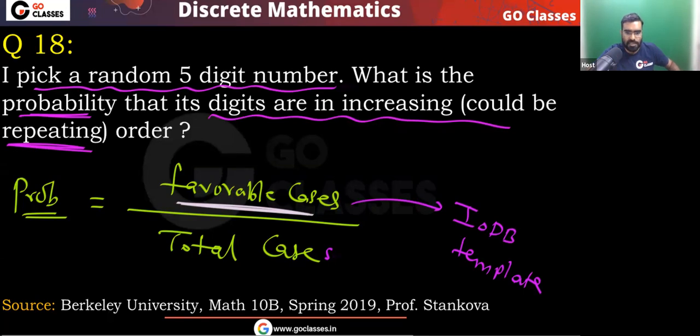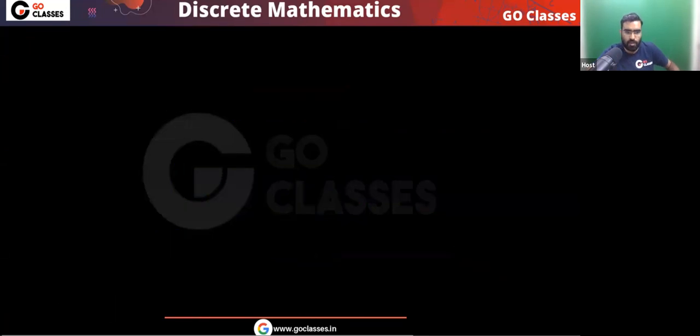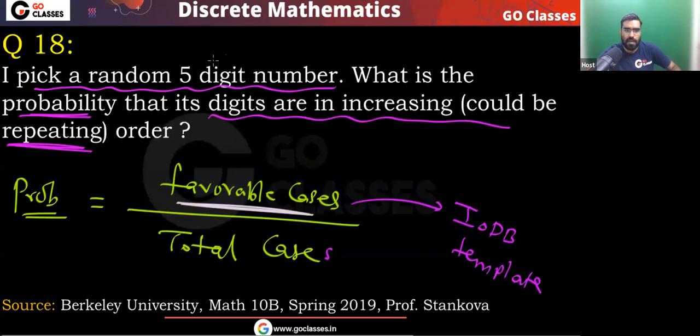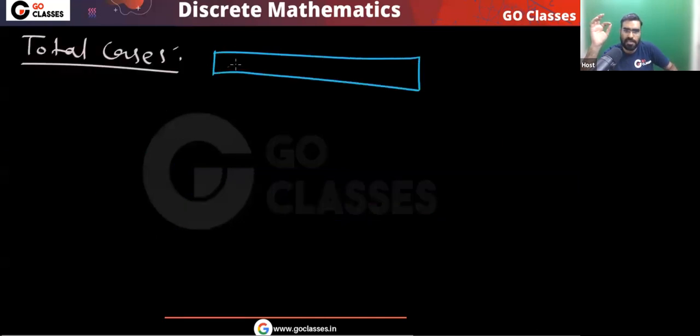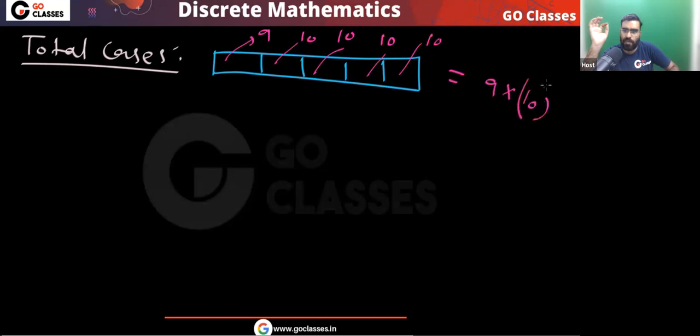So tell me, how many total cases are in this question? You are randomly selecting a 5-digit number. How many 5-digit numbers are there? For the first position, 9 choices. Here 10 choices, here 10 choices, here 10 choices, here 10 choices. So that is 9 into 10 to the power 4. This is your total number of cases.